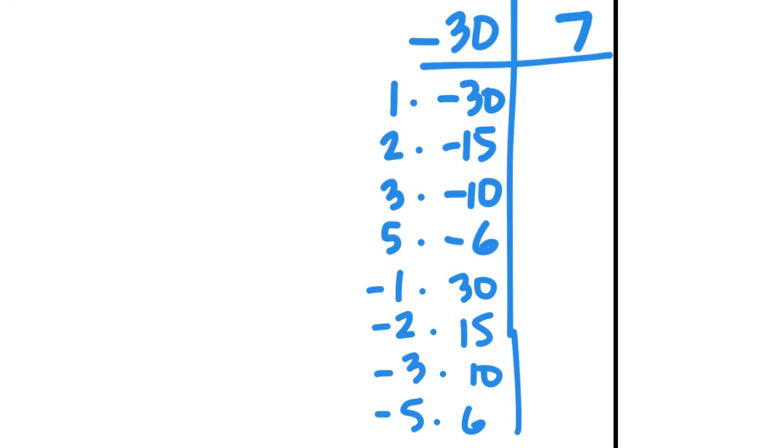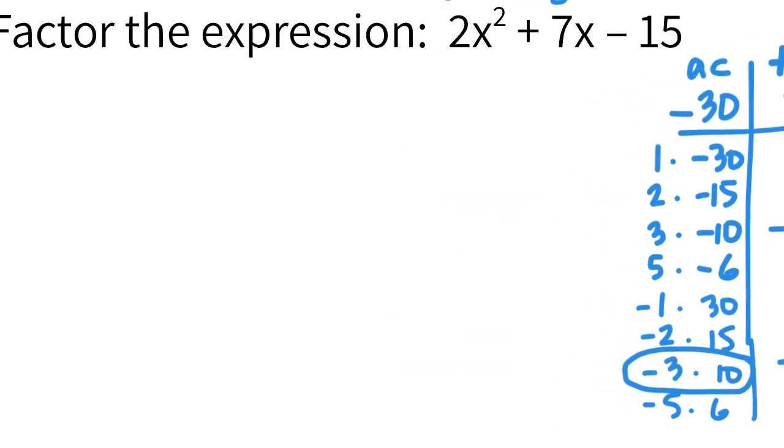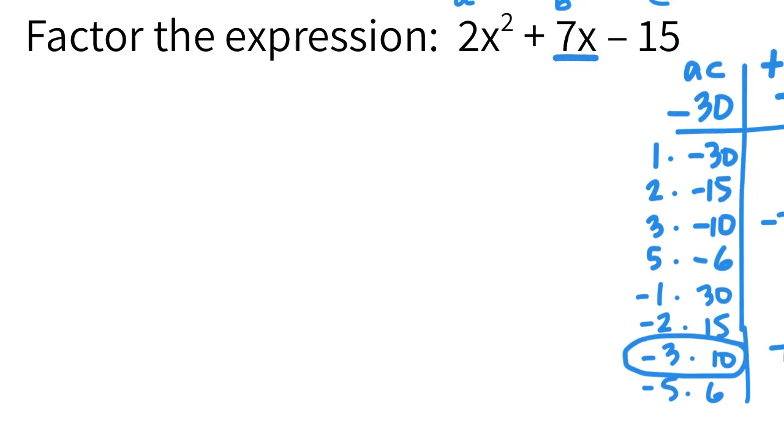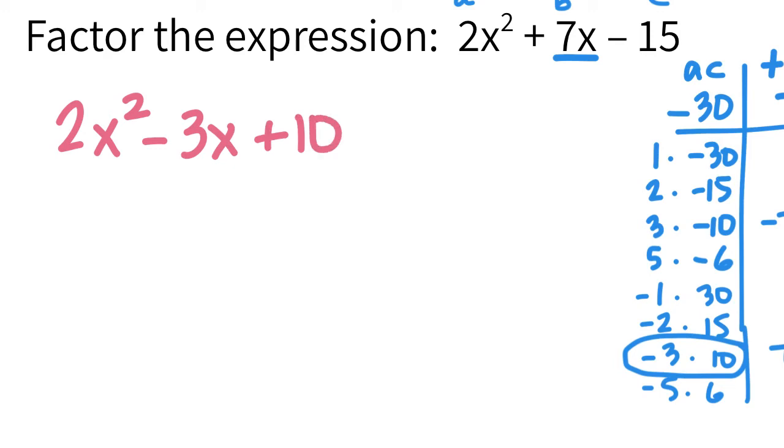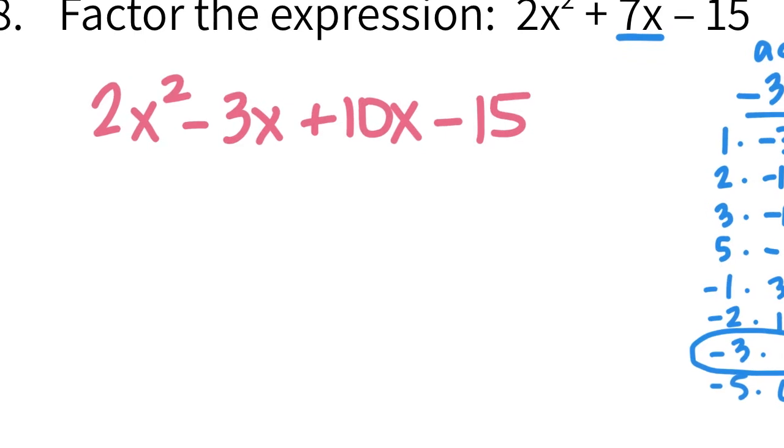Okay, so with this one you have to be careful. 3 minus 10 is negative 7, and then negative 3 plus 10 is positive 7, so just make sure you're picking the correct one. It's going to be negative 3 and positive 10. So I'm going to rewrite that polynomial, but I'm going to replace the 7 with those two numbers. So 2x squared minus 3x plus 10x minus 15. Okay, let's split that down the middle.